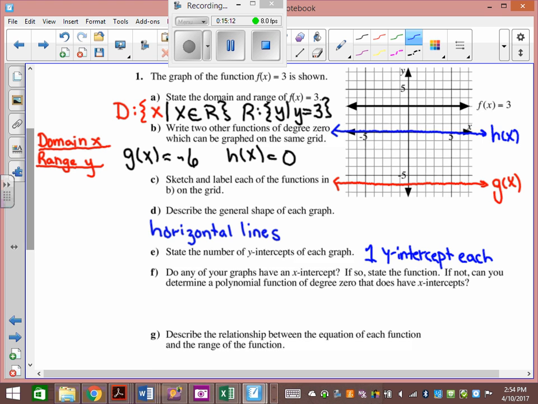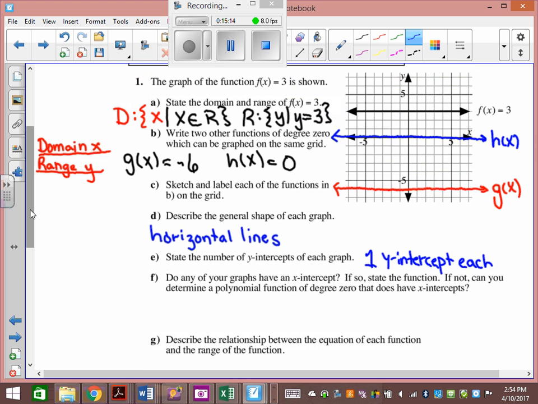Do any of the graphs have x-intercepts? If so, state the function. If not, can you find a degree 0 that does have x-intercepts? Do any of these cross the x-axis? Does the f of x equals 3 cross the x-axis? It's a horizontal line at 3. Does it cross the x-axis? No. What about f of x equals negative 6? No, it's just at negative 6.